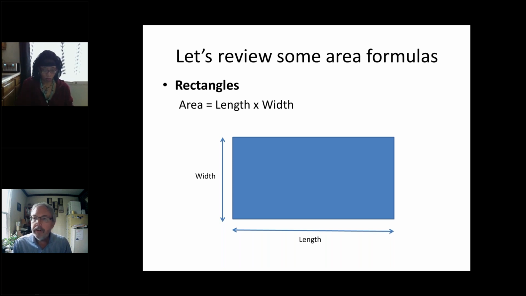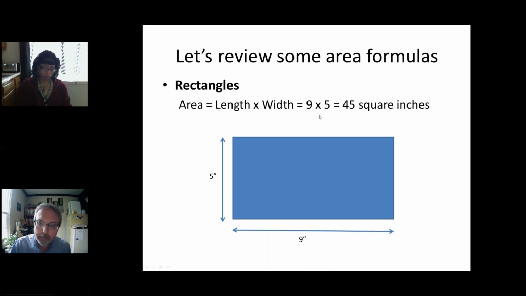So one of the first things that we want to look at are rectangles. And you remember that the area for just plain old rectangles is just length times width. So we'll put that into practice here and try a problem where a rectangle is 9 inches in length and has a width of 5 inches. So it would just be the multiplication of those two dimensions. So 9 times 5, and that's going to equal 45 square inches.